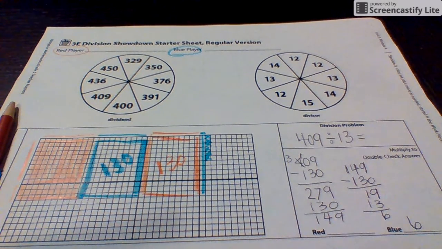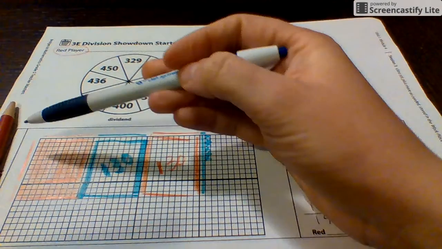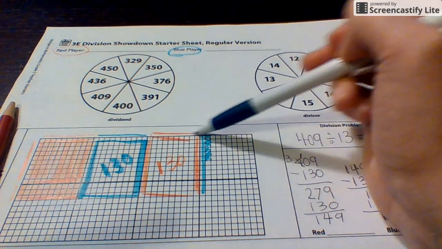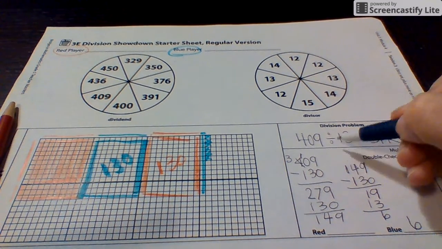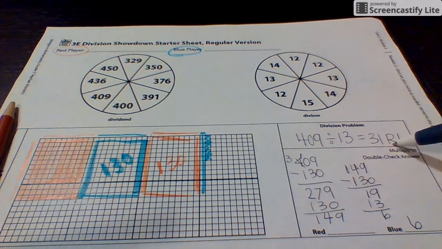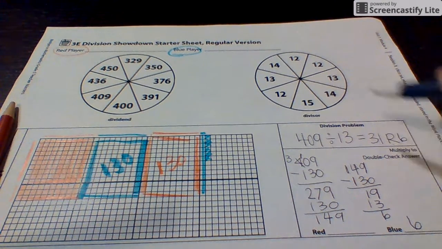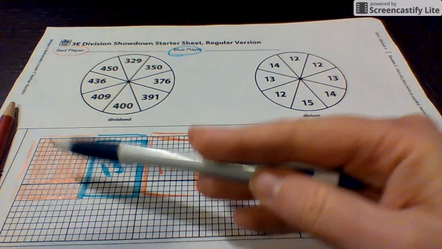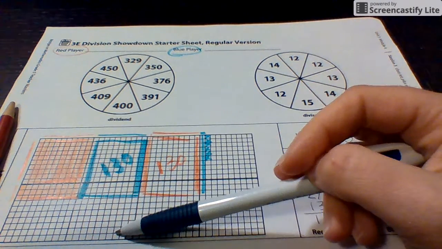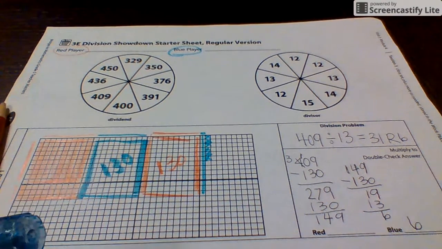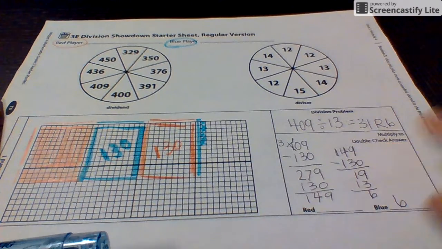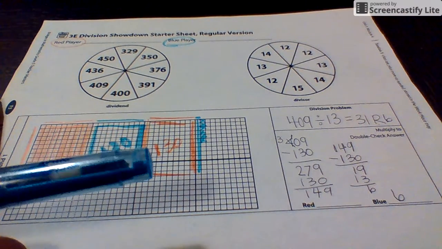The goal of this game is to get the most points possible. So the blue player got 6. They also are going to write the final answer to the problem, which we can see 10, 20, 31, remainder 6. So I have 409 divided by 13 was 31, remainder 6. You're going to take turns with who gets to start first. So red player got to start first. Next is the blue player that gets to start first. We're going to do one more round so you can see how this will go, but you're going to do 5 rounds in total.